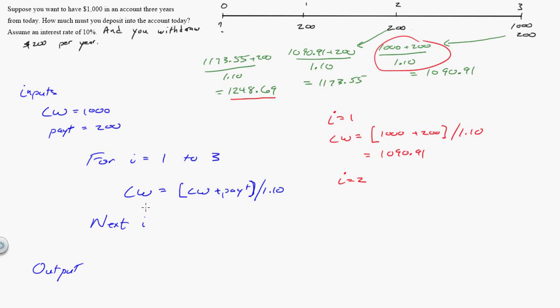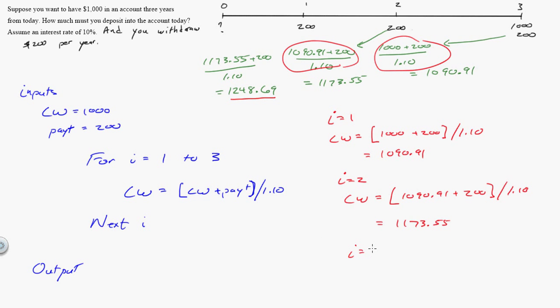I is equal to 2, so we do next I, now I is equal to 2, we come back here, do this again. CW shall be equal to what CW currently is, which was 1,090.91 plus the payment of 200 divided by 1.10, which is exactly what we did right here. So this is equal to 1173.55.